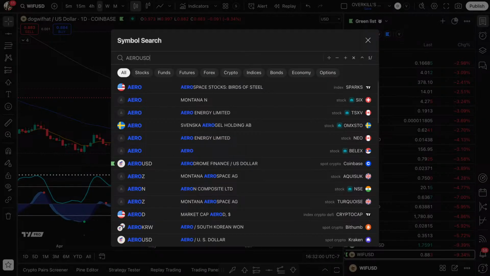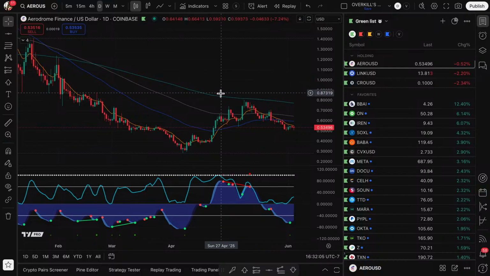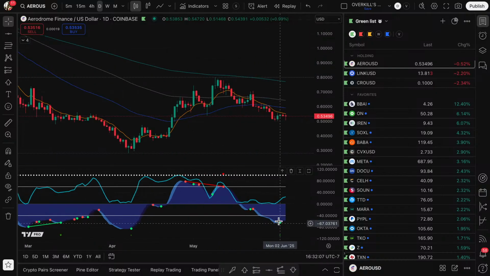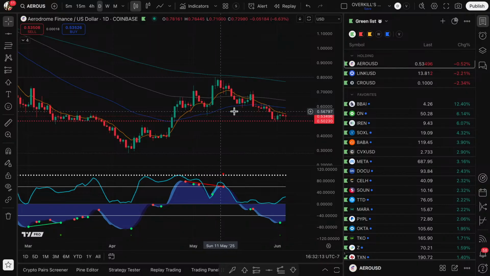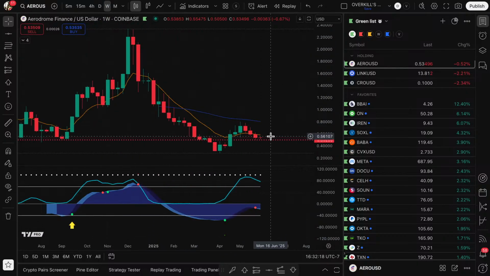I see one for Jeff for AERO. You got the green dot right there. 50 cents is the level we're watching. If that breaks, we'll most likely come down to 40, where we found a base right here. Another one that is in my portfolio, and I am watching for a green dot right now on the weekly.